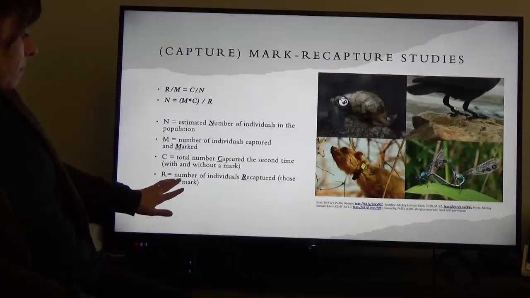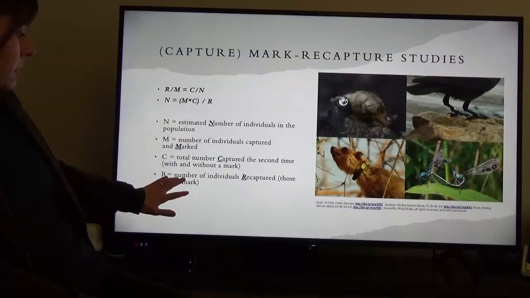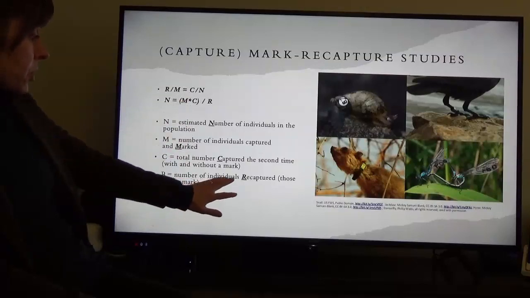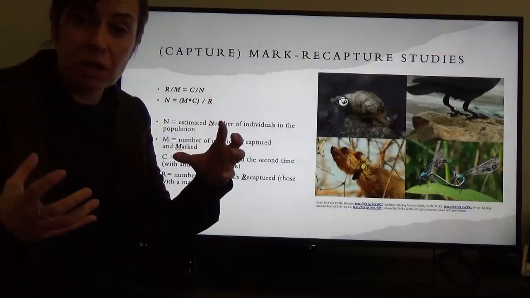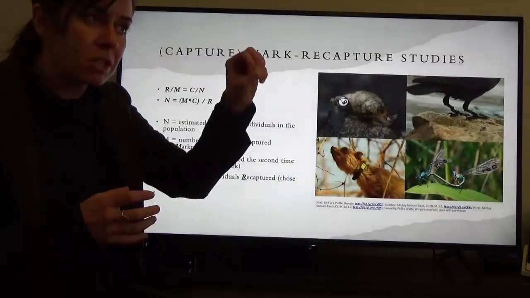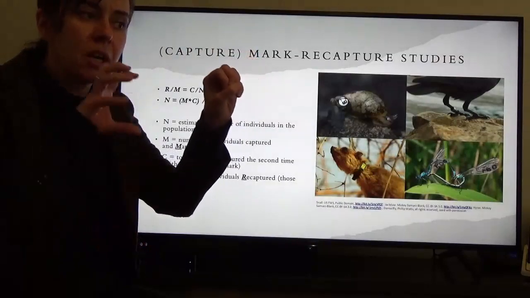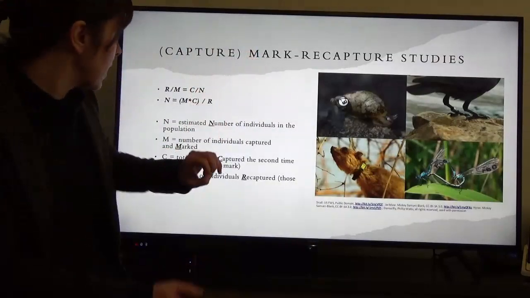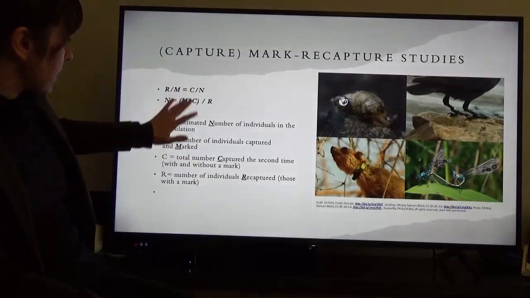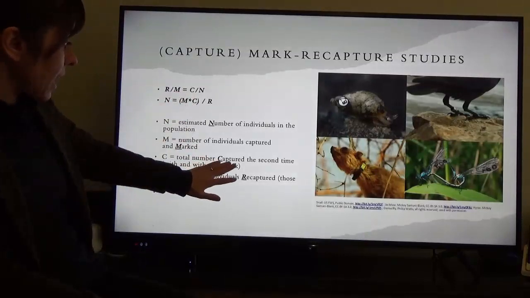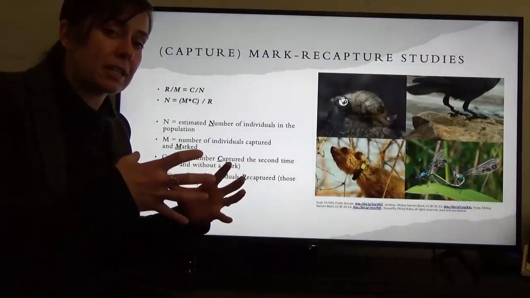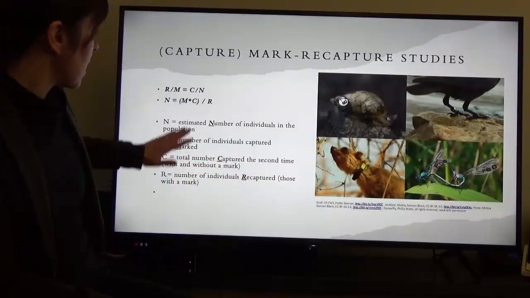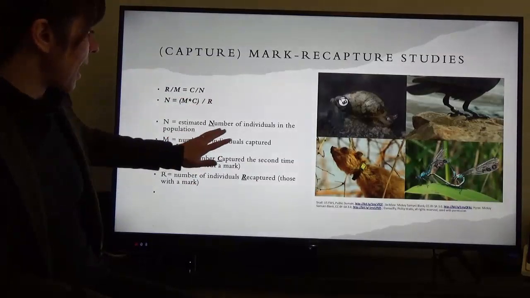So if we think about the ratios, this is just kind of simple math, but the number of individuals recaptured over the number of marked individuals is kind of the marked population, right? So how many marked individuals did you catch on time 2 versus how many did you mark on time 1? And then that equals the total number of captured individuals the second time.